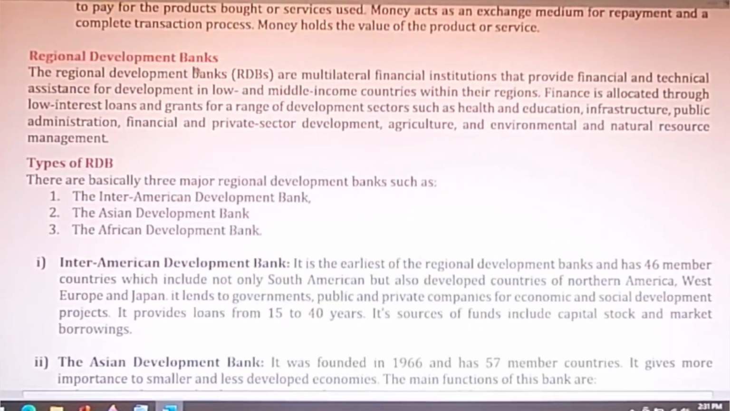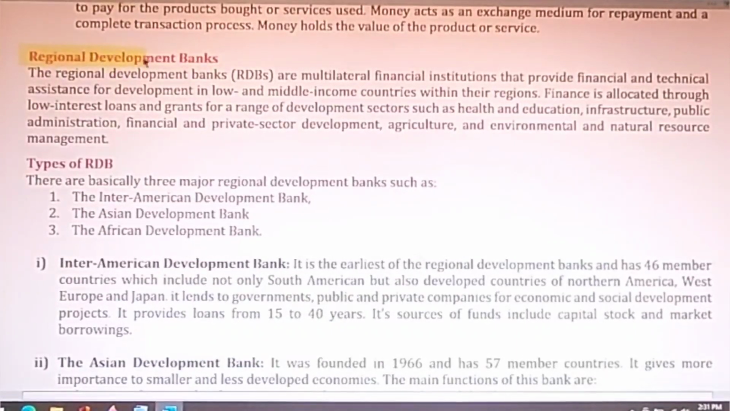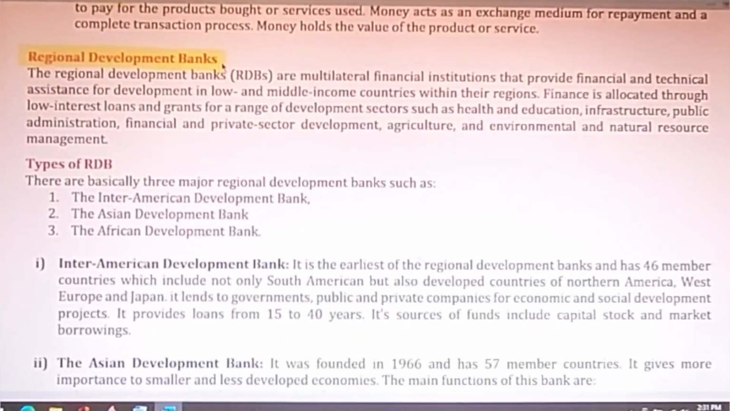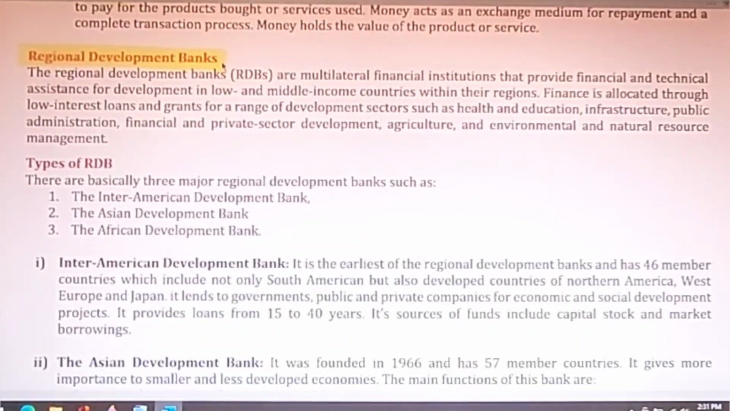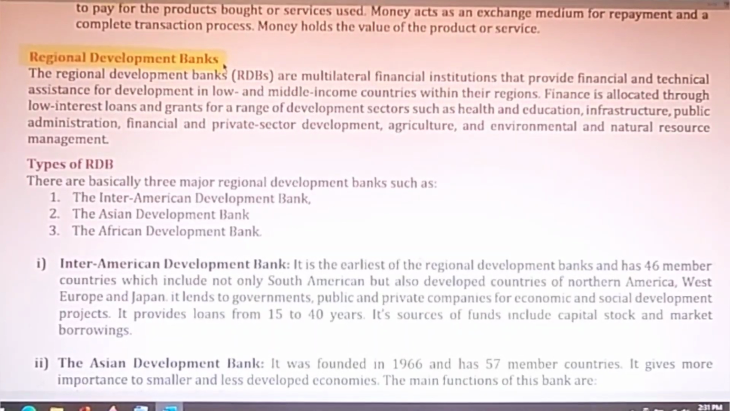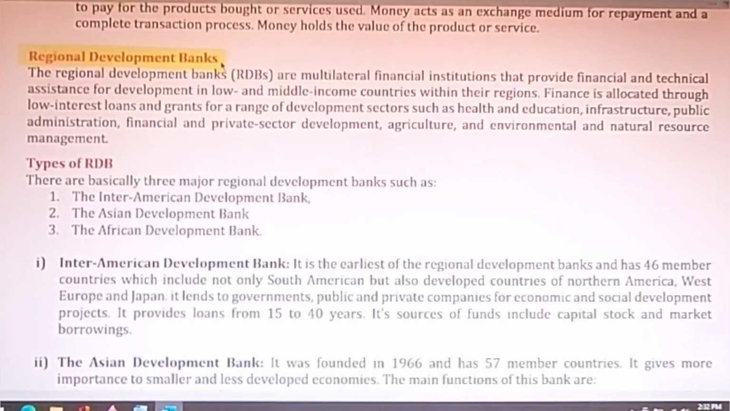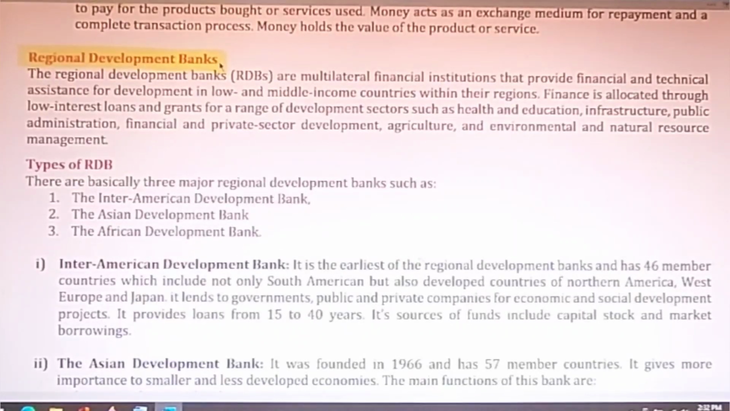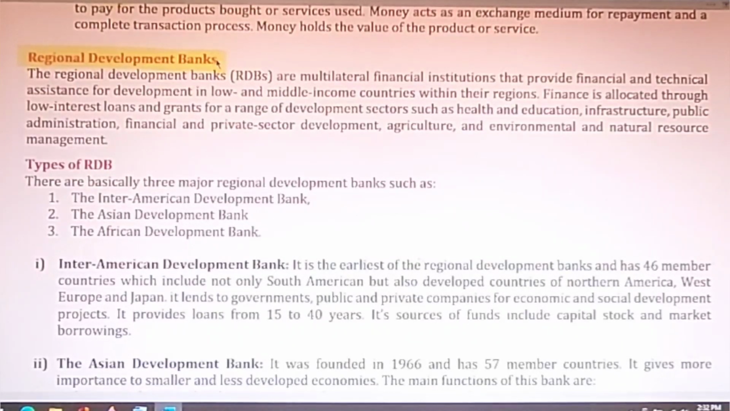And then the next topic is regional development banks. This also comes quite a number of times in short notes. As the name implies, regional development banks are situated in a particular region or continent, and they look after the development of that region.